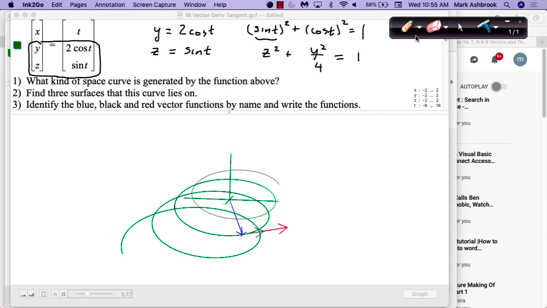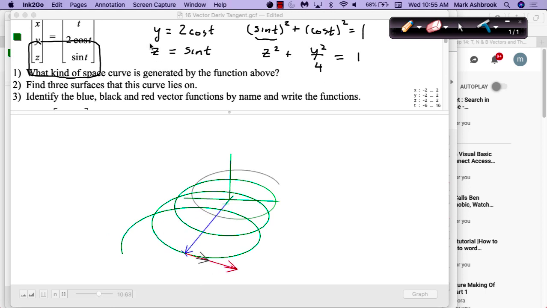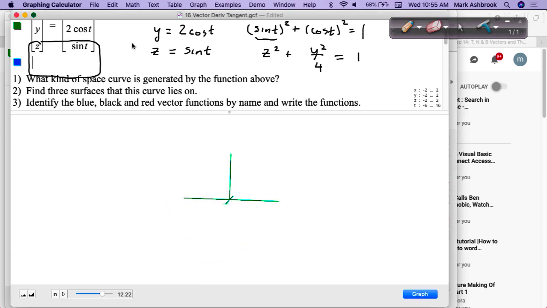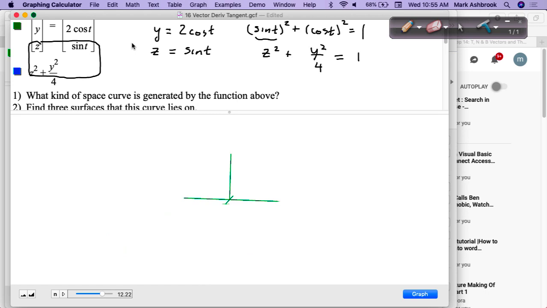So if I were to graph that, what am I going to see? Do you know what I'm going to see if I do that? What am I going to hear if I do that? Angels. Okay.